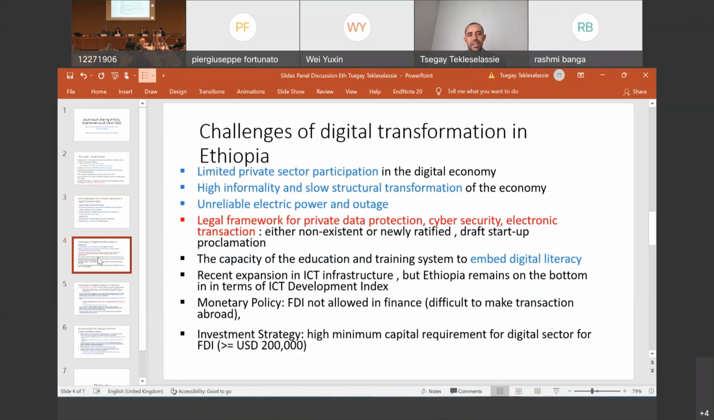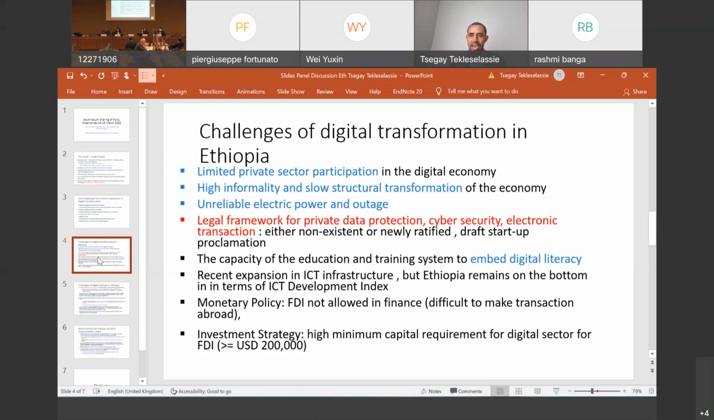The first one is very limited private sector participation in the digital economy. It is a very nascent, new sector. There is also very high informality and slow structural transformation, as my colleague Fireo mentioned and discussed yesterday. There is unreliable electric power and outages, which also affect digital transformation. Another key challenge is the lack of a legal framework for private data protection, cybersecurity, electronic transactions and so on. Those are either non-existent or very newly ratified.